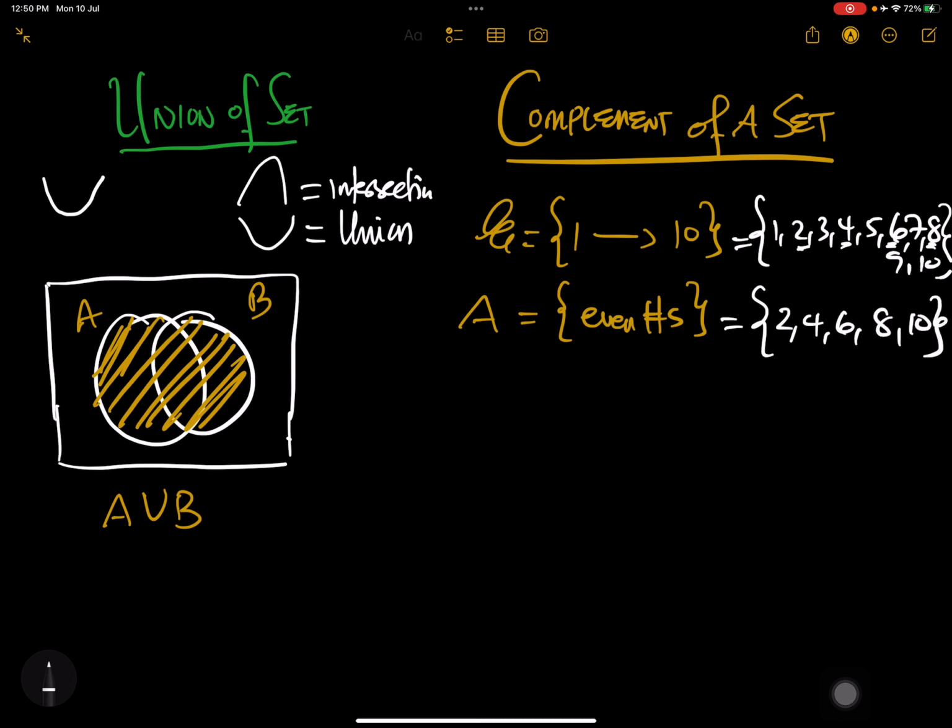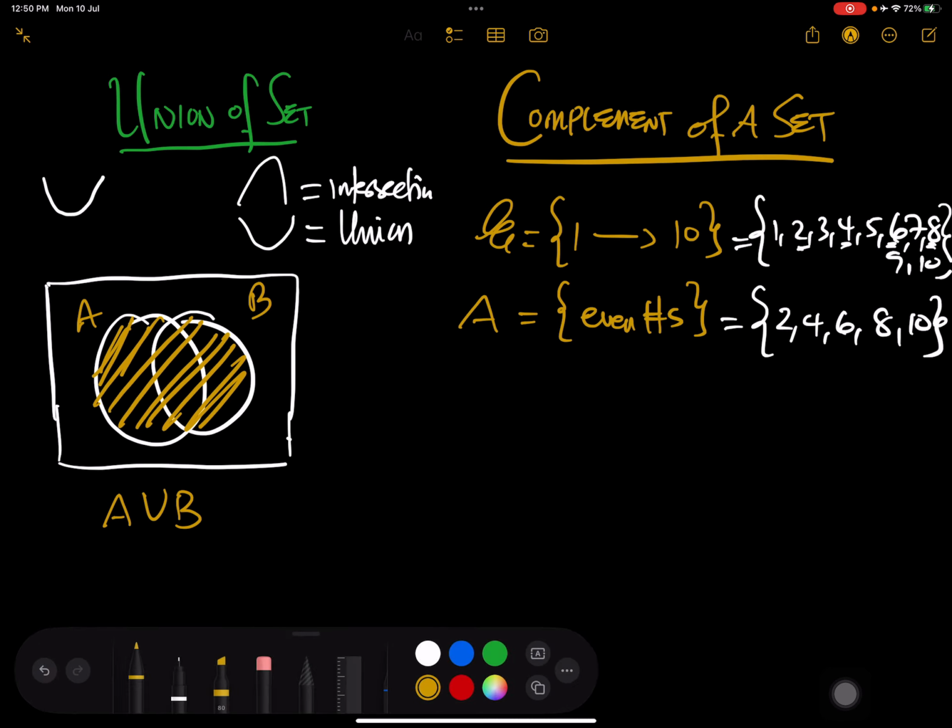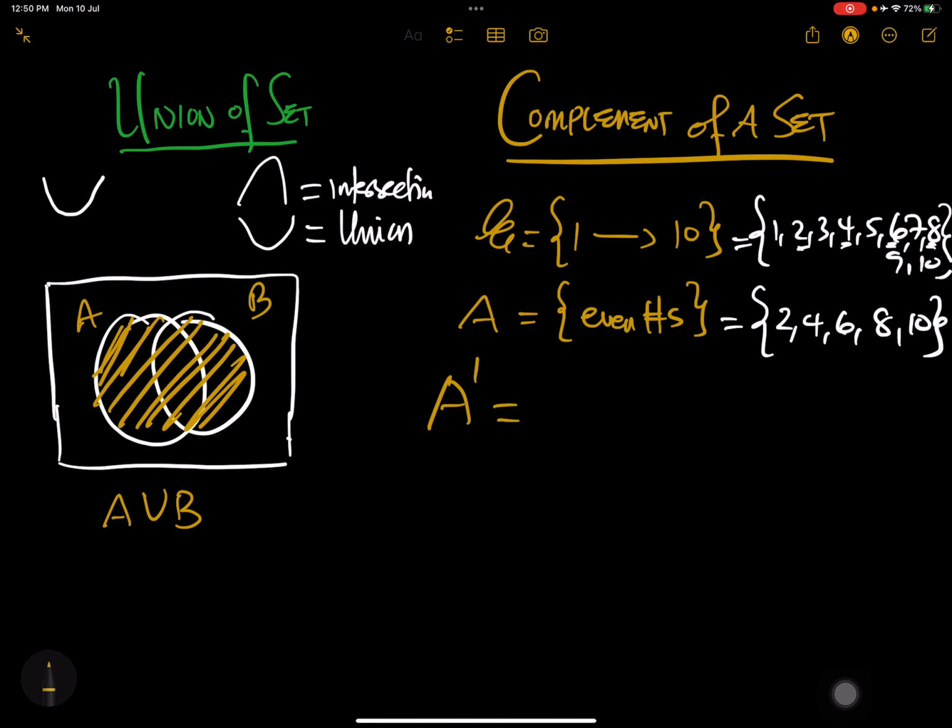So now, when we are asking for what is A complement, we are saying that what are the members that are in the universal set but they are not in A. They should be in the universal set but not in A. That's a complement. That means not A. Not what is in A.